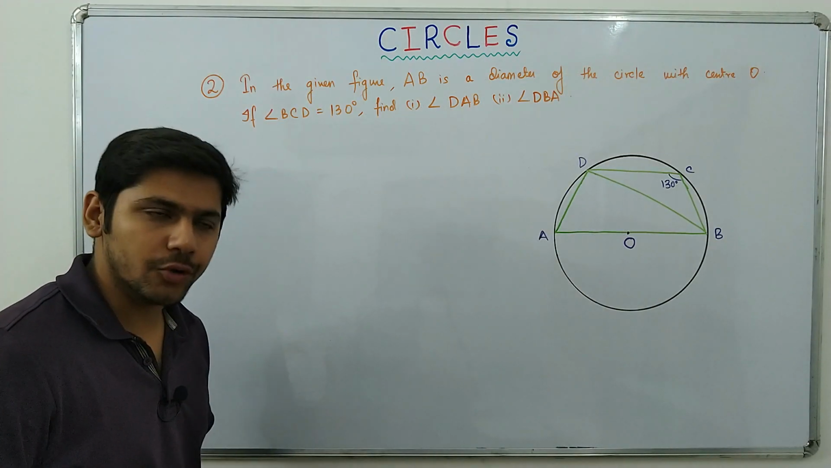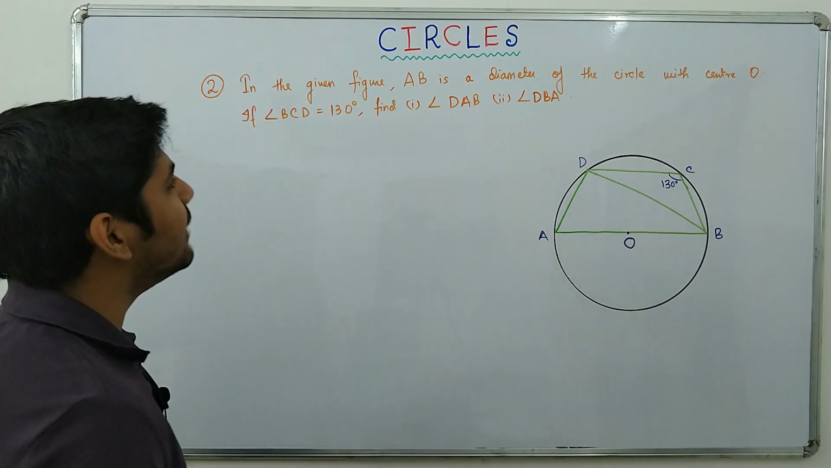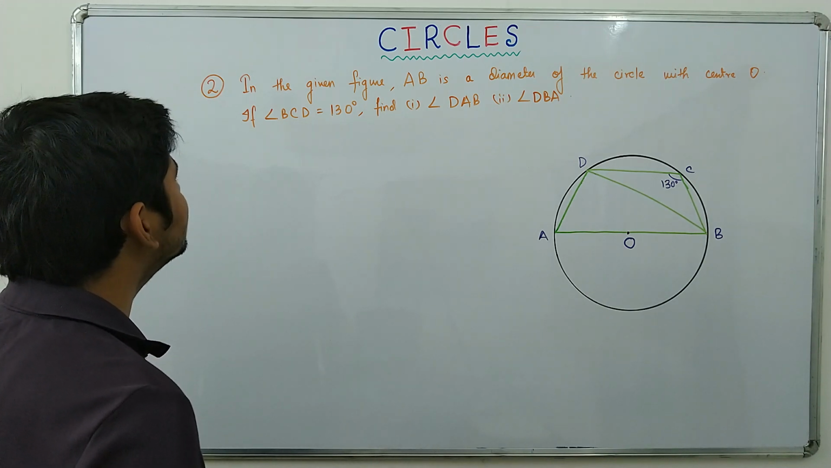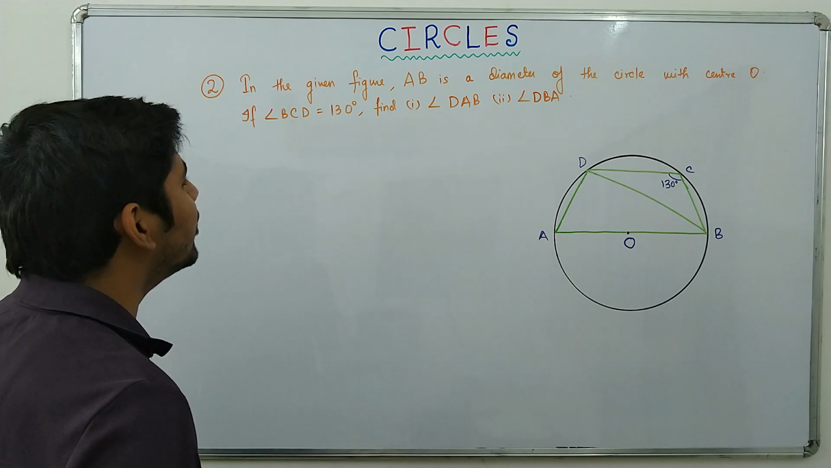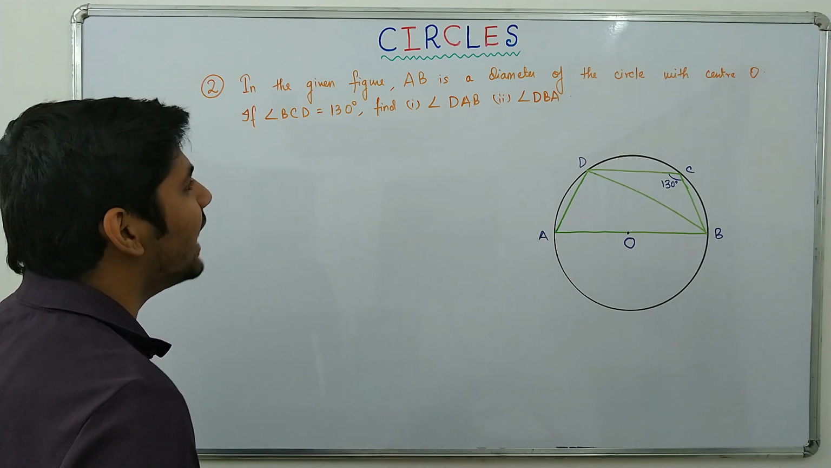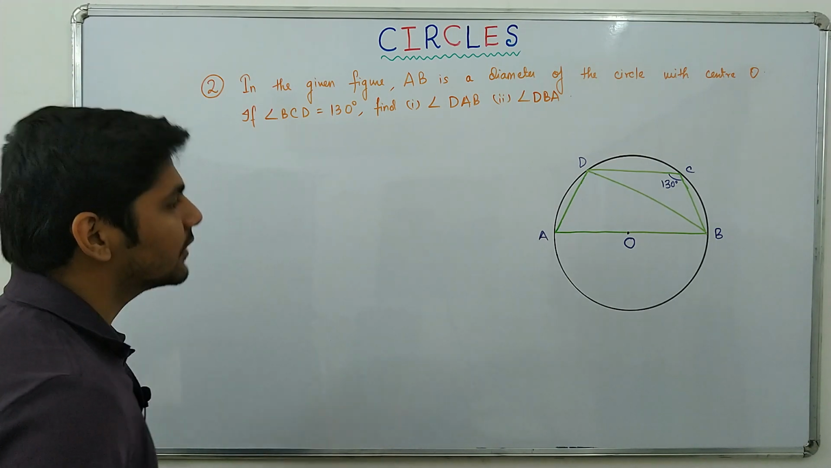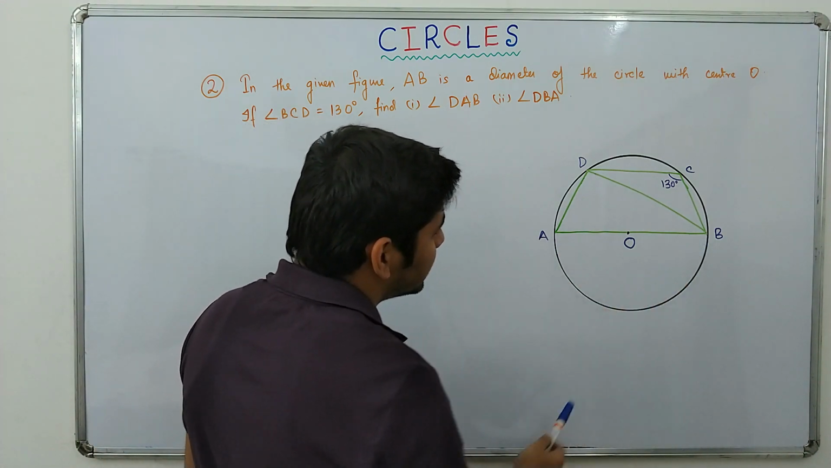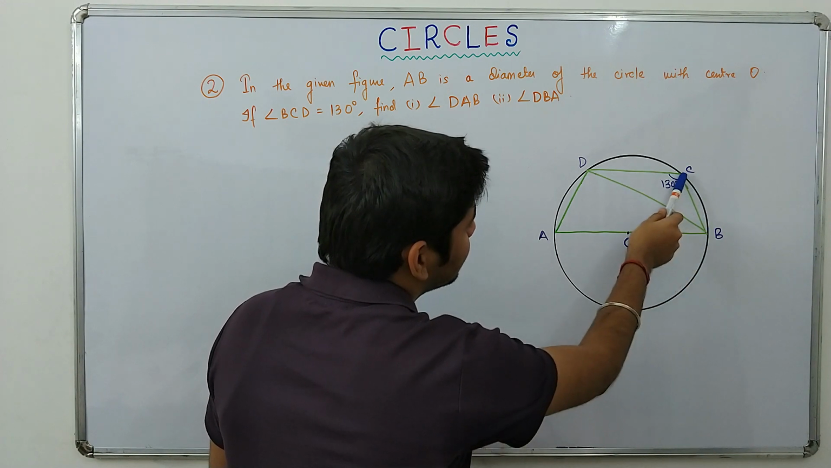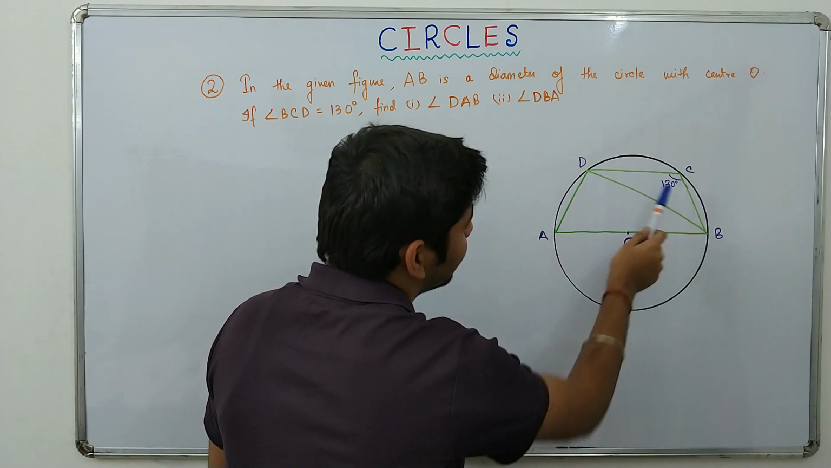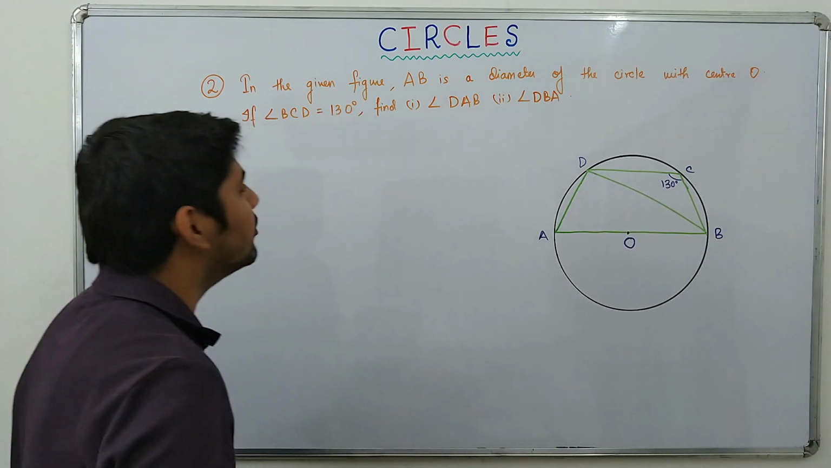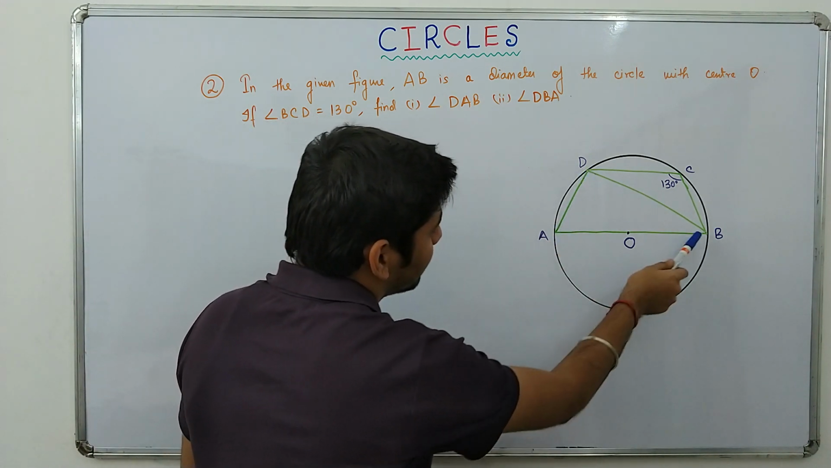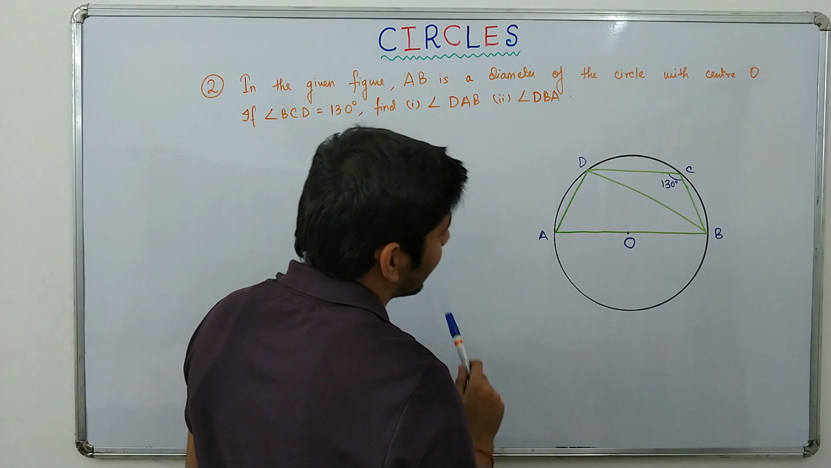Moving on to question number 2. In the given figure, AB is the diameter of the circle with center O. If angle BCD is equal to 130 degrees, you have to find number 1, angle DAB, and number 2, angle DBA. This is the given figure. AB is the diameter of the circle and angle BCD is given as 130 degrees. In the first one we have to find angle DAB, that means this angle.